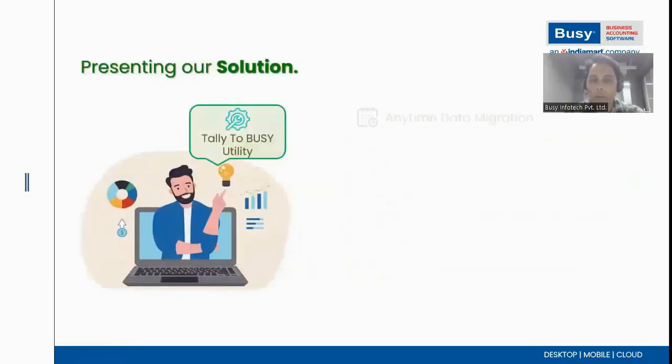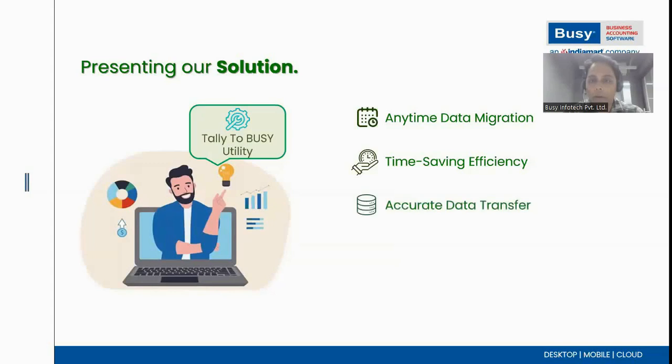Now presenting our solution, anytime data migration. As I said, in the middle of the year also you can migrate your data from Tally to Busy through the utility. Time saving efficiency is available. That means in a short time you can easily transfer the entire Tally data into Busy. Accurate data transfer: if you need to match your Tally data with Busy, your balance sheet, your trial balance, profit and loss, then the accuracy is proper through the utility called Tally to Busy.